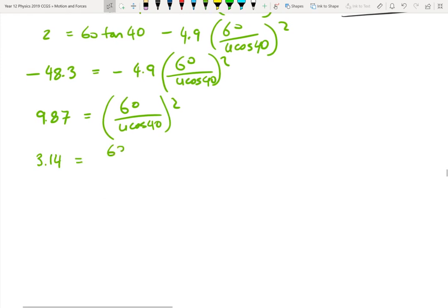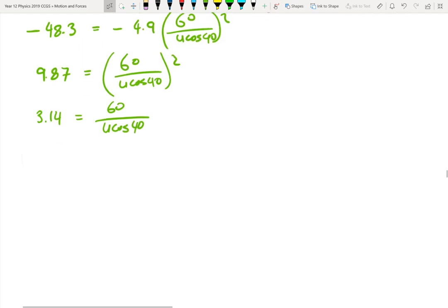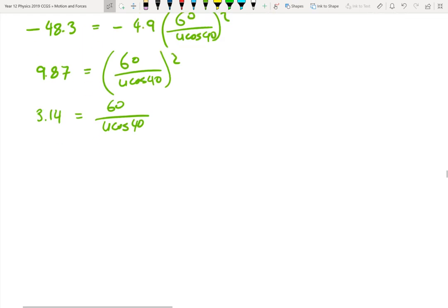3.14 equals 60 on u cos 40. Then I'm going to flip both sides. U cos 40 equals 60 on 3.14. Divide both sides by cos 40. You know, I'm starting to skip steps, but we get u equals. Finally, we can figure out what it is.